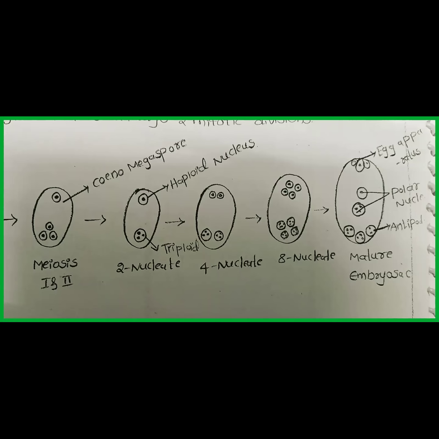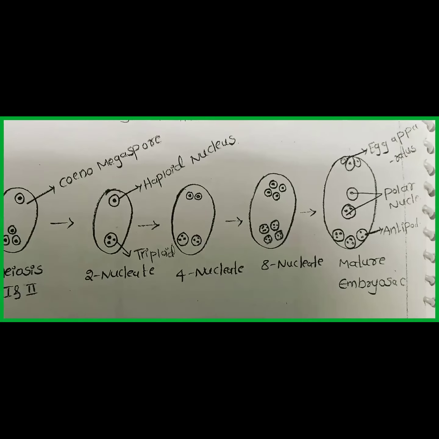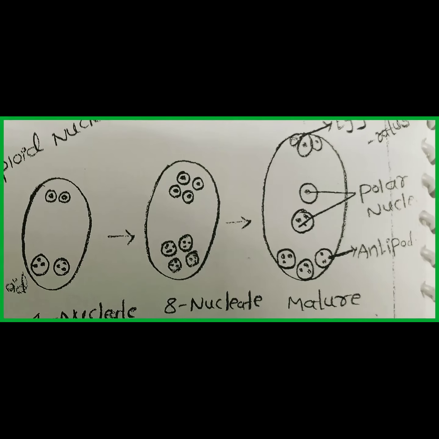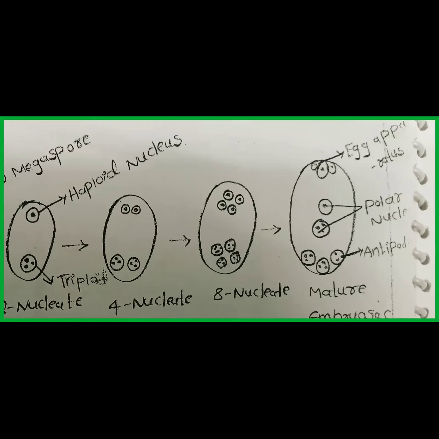So then what happened? See here, like this. Polar nuclei form: one from the chalazal end comes to the center, and one from the micropylar end comes to the center. 2 polar nuclei are formed, but one is triploid and one is a single haploid. These 3 triploids are antipodals, and above, at the micropylar end, the egg apparatus is formed.